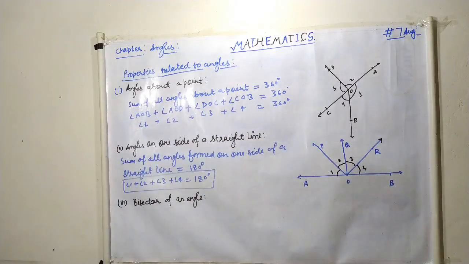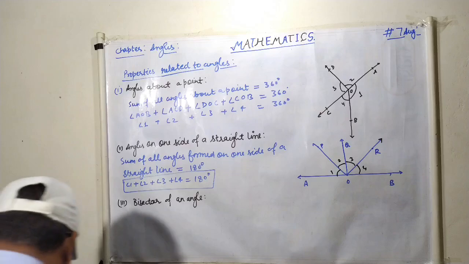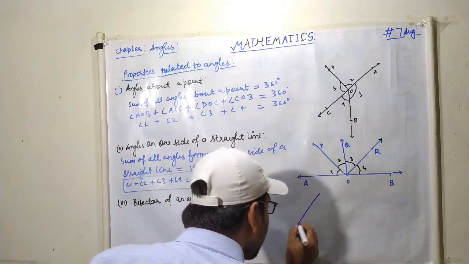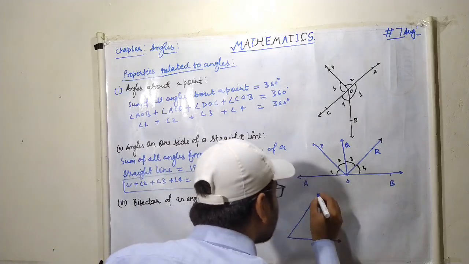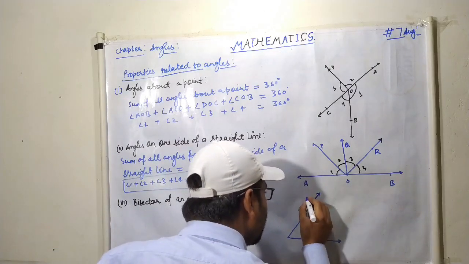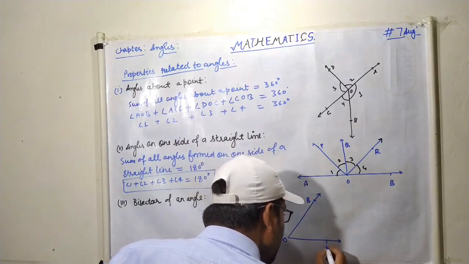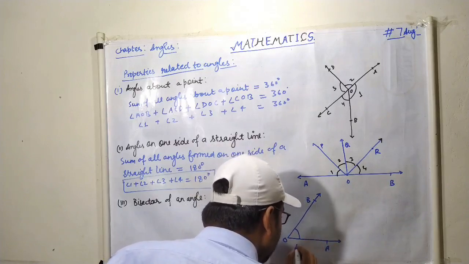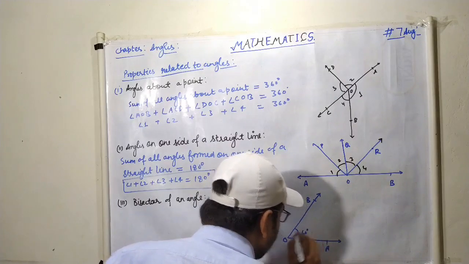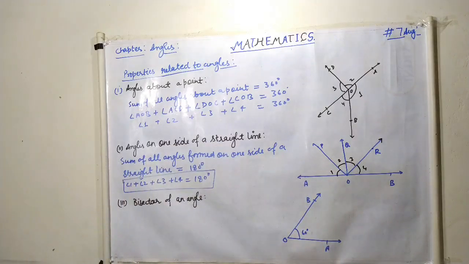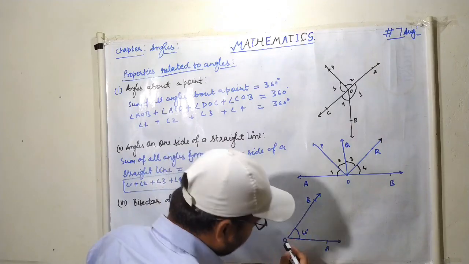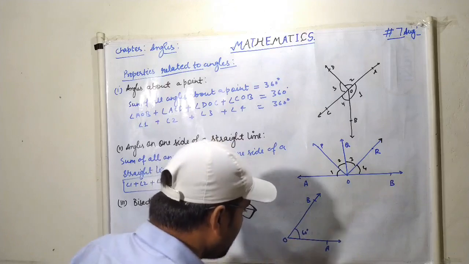Angles. The bisector of an angle divides the angle into two equal parts. Suppose here is one angle AOB, that is 60 degrees. So the angle is divided into two. The bisector of an angle divides the angle into two equal parts.